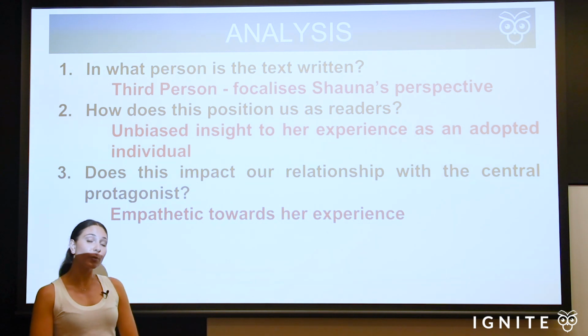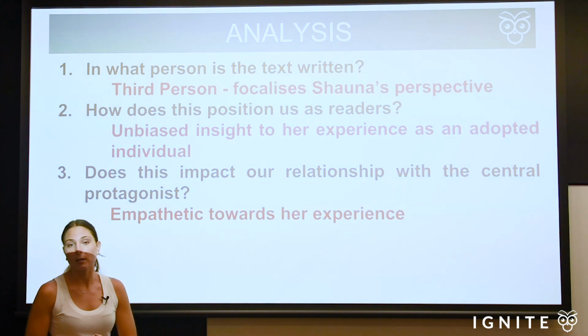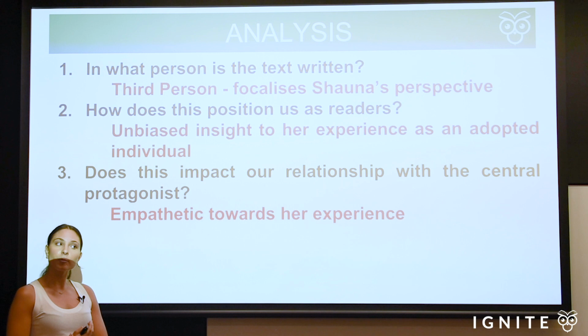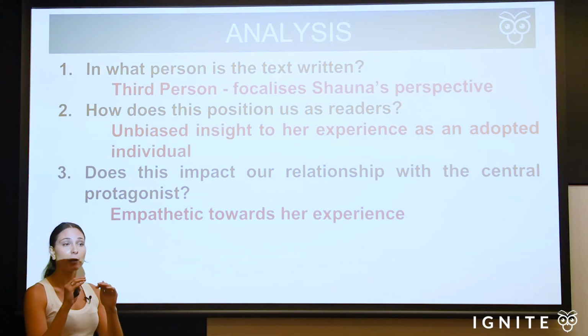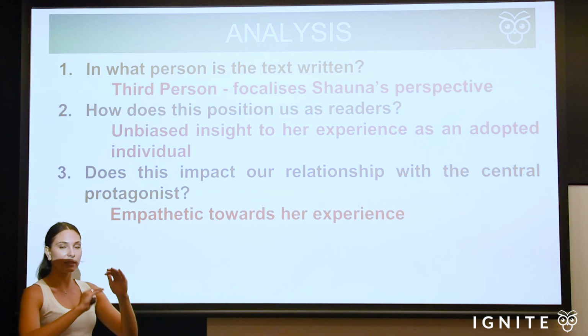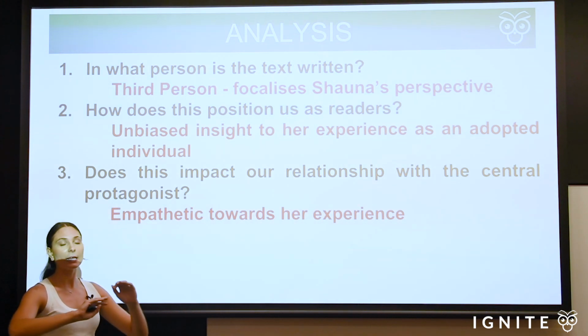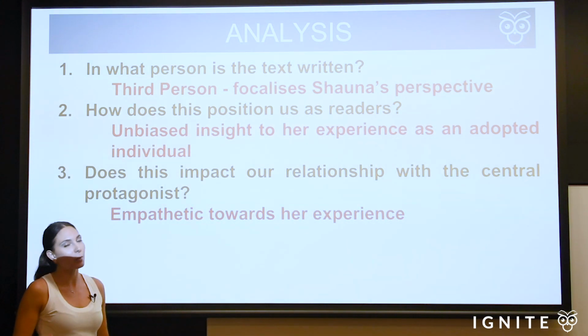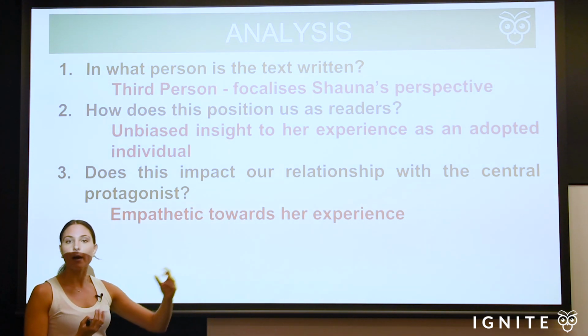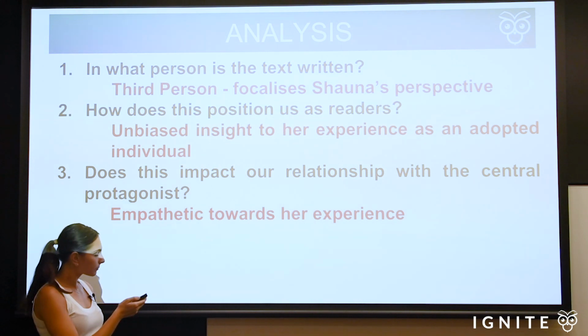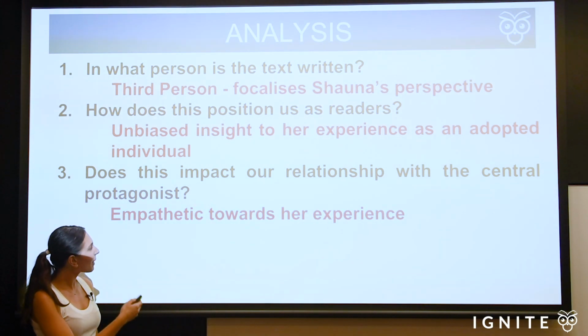Well, because it is third person, we have that unbiased insight to her, but because that third person then uses that omniscient narrator status, the omniscient narrator being the all-knowing narrator, to give us all of this information about Shauna, it builds our profile of her, it characterizes her, and because of that, we're actually more inclined to empathize with her character. And finally, does this impact on our relationship?